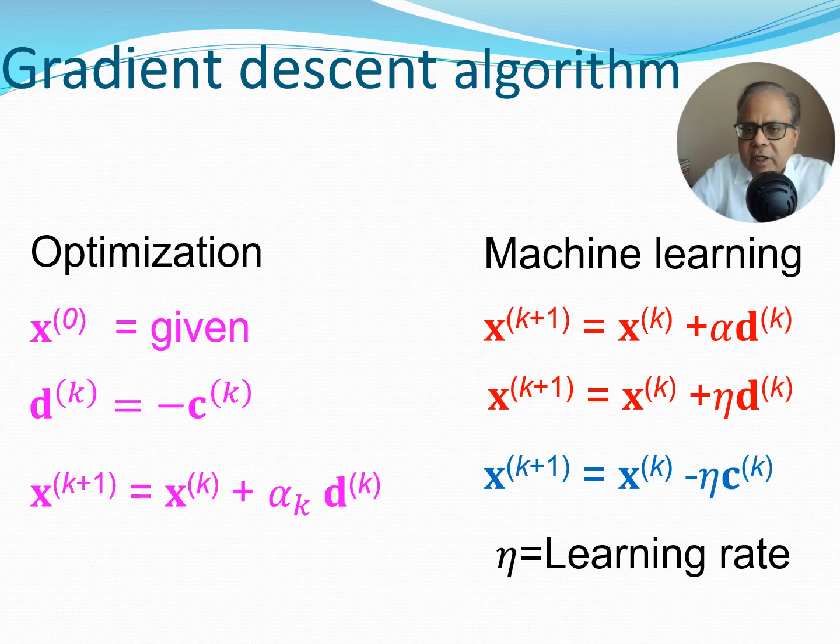And what happens is that you will find in most machine learning books they will say that the learning rate has to be chosen appropriately. If it's too small, convergence is going to be very slow. If it's too large, then you are going to get divergence of the algorithm.